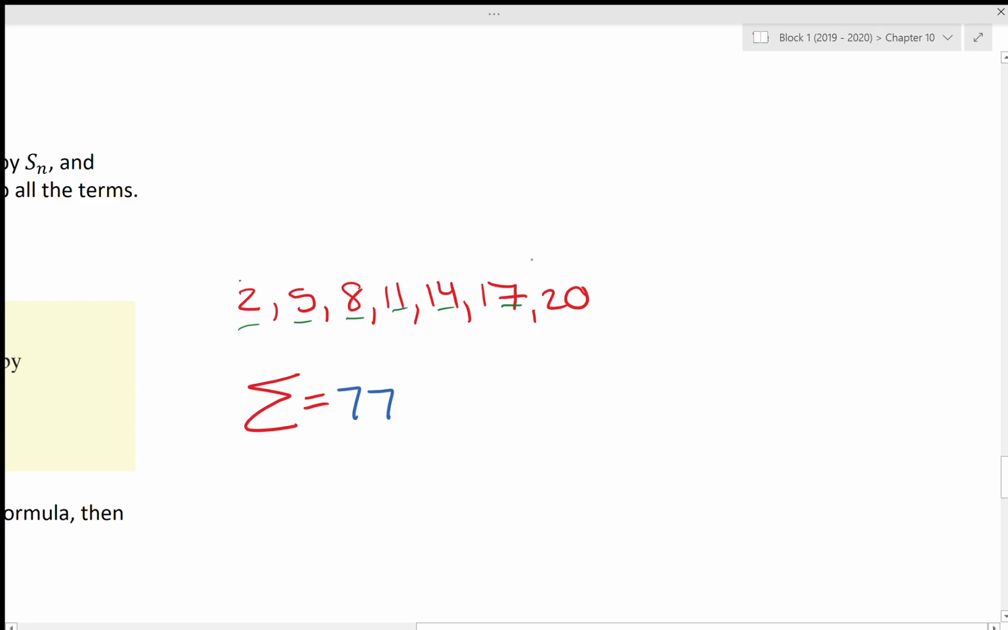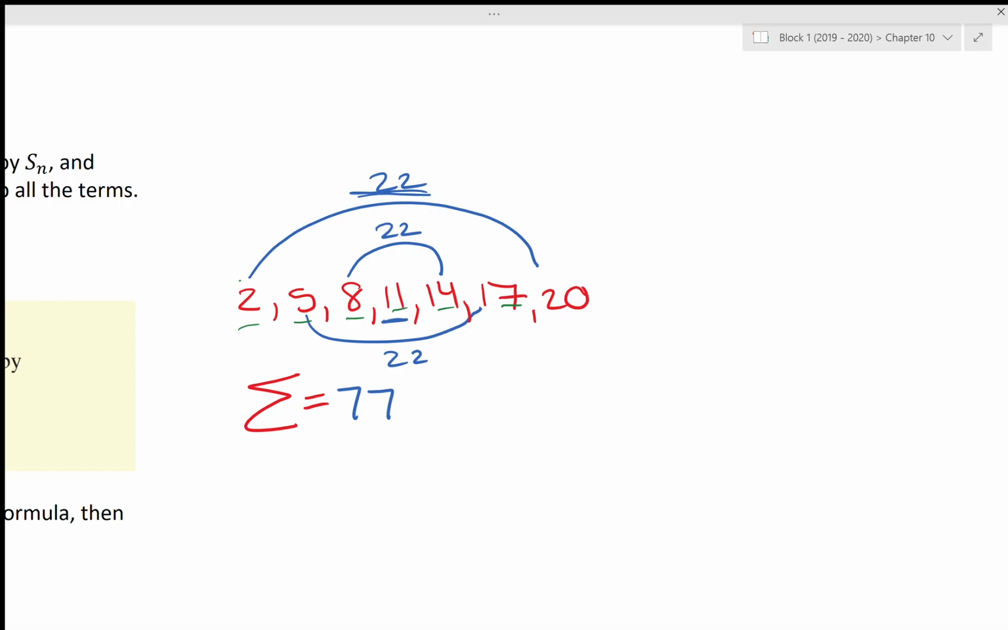Now, if I look, 20 plus 2 is 22. 5 plus 17 is 22. 8 plus 14 is 22. And then if you have that one number left, it's always going to be half of whatever the two added up together. That's why that 3.5, so 3 22s added together, 66, plus half of 22, which is 11, you're going to get that 77.